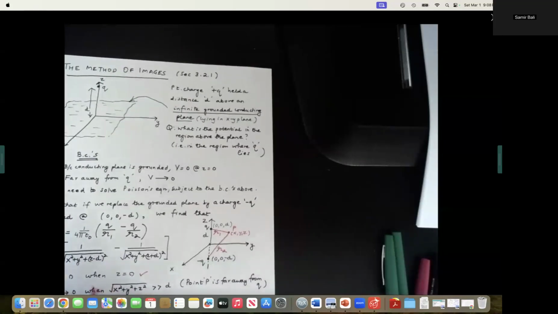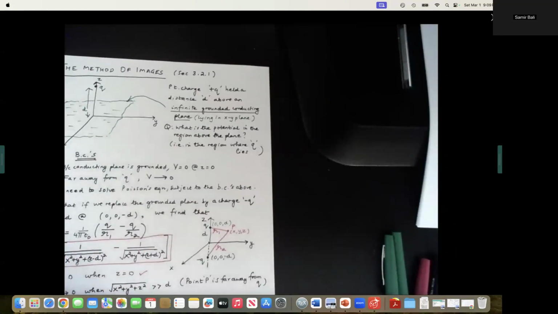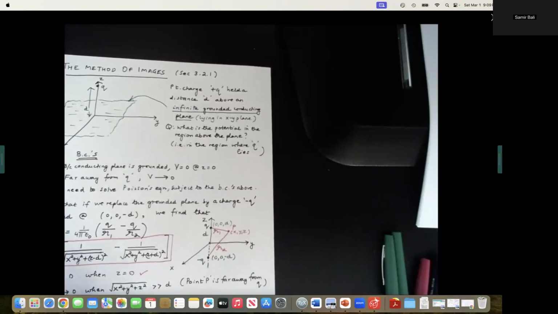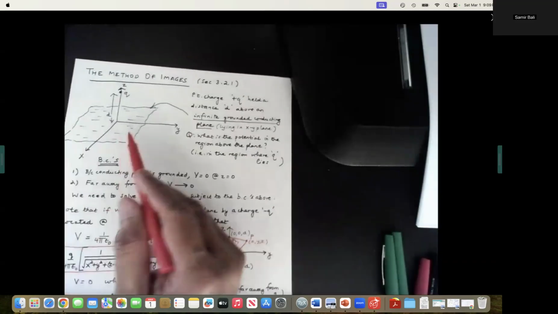So I find that this potential that I wrote here, the V above, recreates the boundary conditions, which means this must be the solution. It recreates the boundary conditions of the original problem.